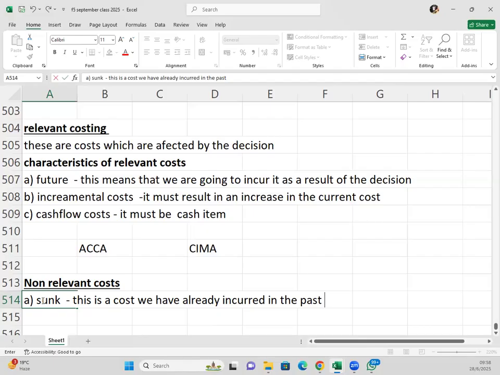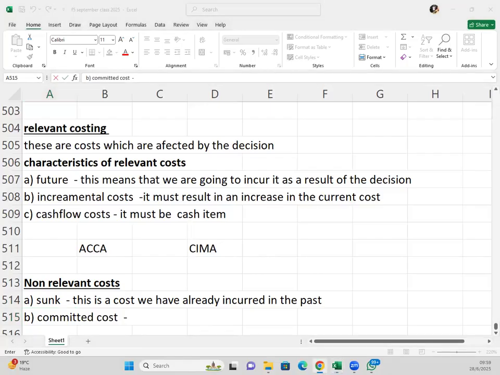So a relevant cost should be a cost which will be affected by your decision. So if you make the decision, the cost you have already paid is not going to be affected. It won't change because of the decision you make. So that is a sunk cost, a cost you have already incurred in the past. Then besides a sunk cost, we have a committed cost. So a committed cost, this is a contractual cost.